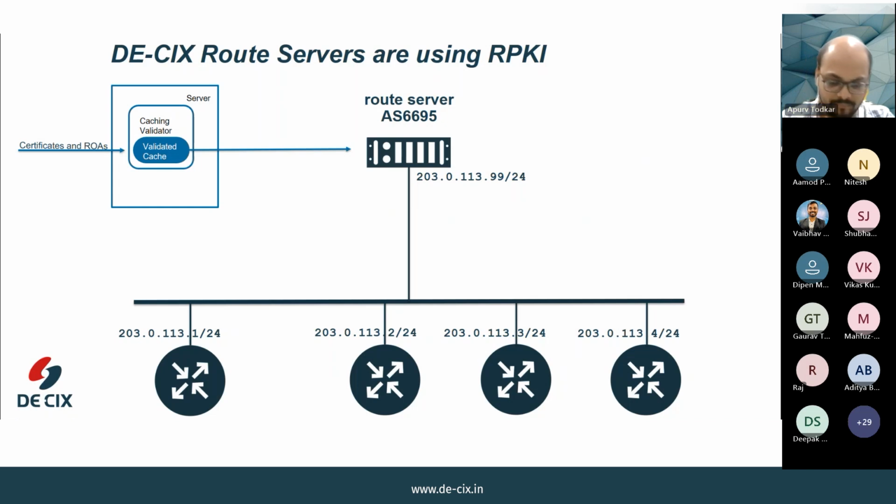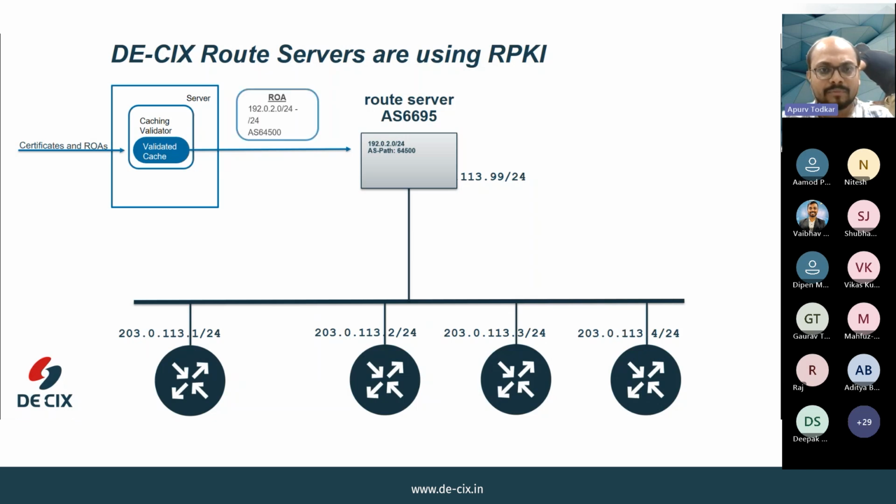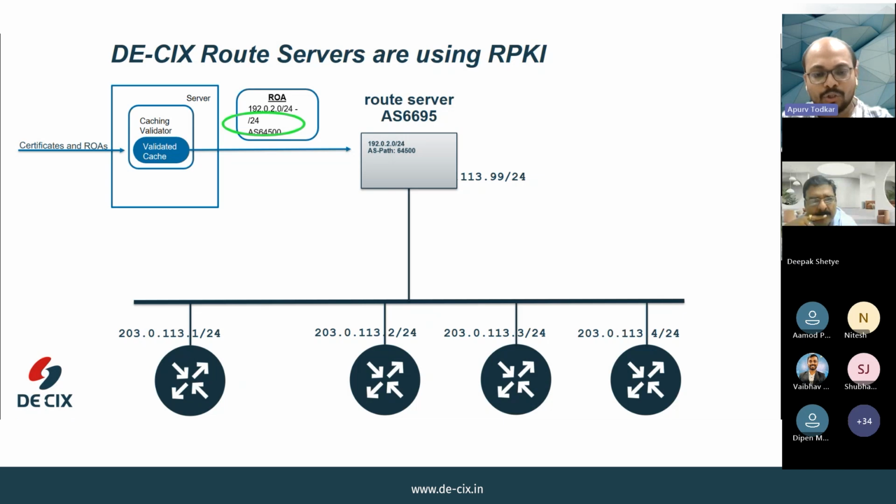So when RPKI is in place, the route server checks if everything is valid within the ROA for the prefix. If a matching ROA exists and it confirms that the prefix is valid, the route server accepts it and reannounces it to the customers. So as you can see over here, the ROA is there for 192.0.2.0 with a source origin AS of 64500. It matches with the validated cache on your validator, and it sees that it's fine. Then it reannounces that particular prefix to all the customers that are connected over the DE-CIX LAN segment.